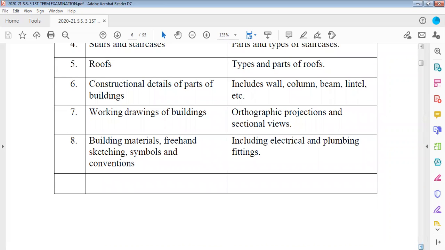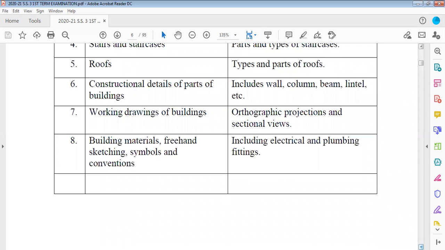So how you can produce the orthographic views of the plan, how you can convert the line plan to solid plan. You need to learn that. And the construction of front elevation of the building, you must be able to do that. And also how you can construct the sectional view of the building. So you need to learn that very well.